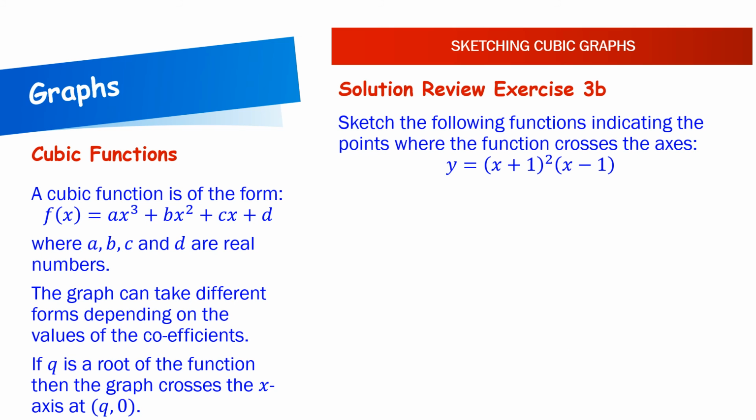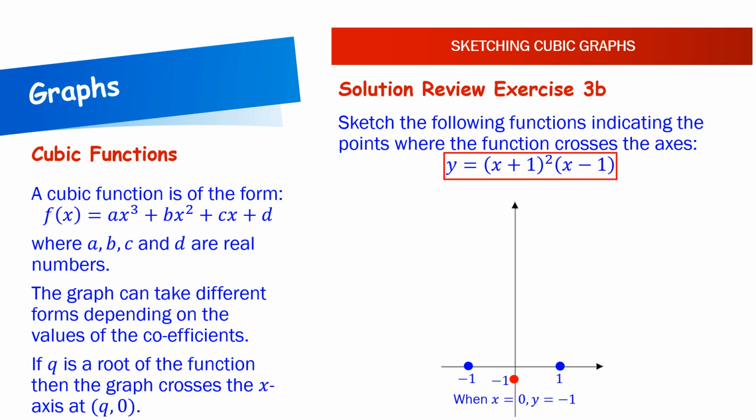And finally, for review exercise 3b, sketch the graph of the following function, y equals (x plus 1) all squared times (x minus 1). Let's first have a look at where this function crosses the x and y axes. So here are the axes. When y equals 0, x equals -1, or x equals 1, as shown. And when x equals 0, y equals -1.